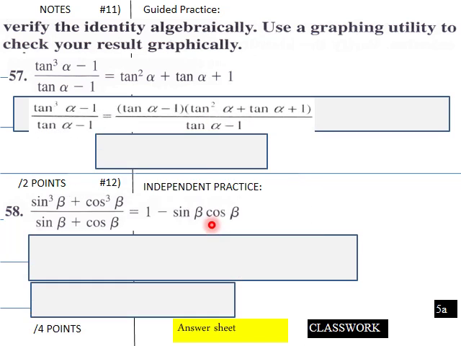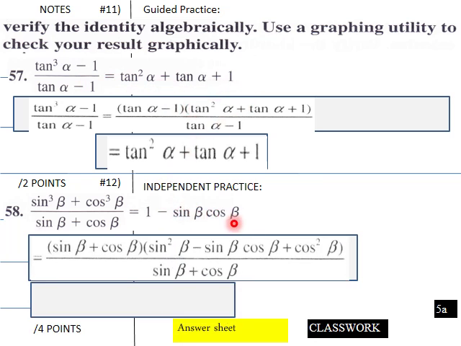In our guided practice, tan cubed alpha minus 1 over tan alpha minus 1 is the same thing as tan alpha minus 1 multiplied by tan squared alpha plus tan alpha plus 1, over tan alpha minus 1. When the tan alpha minus 1 factors cancel out, this becomes tan squared alpha plus tan alpha plus 1. So this proves that these two are equal to the same thing.